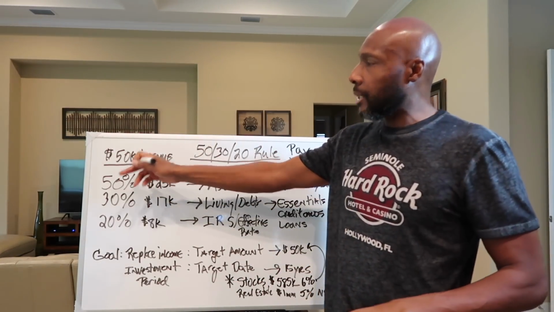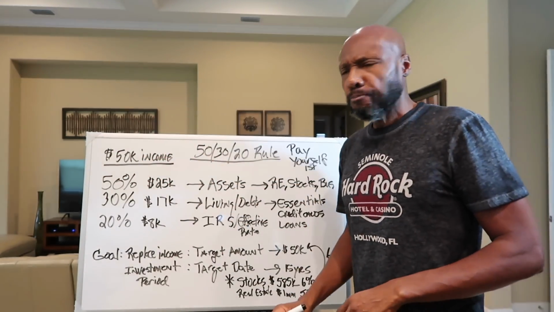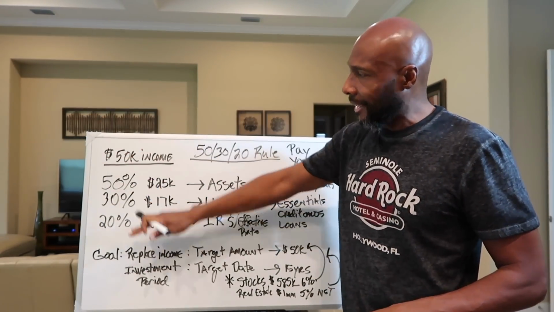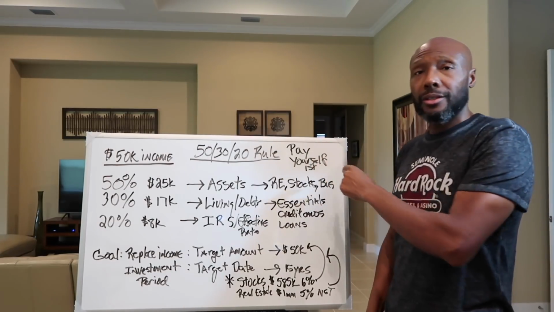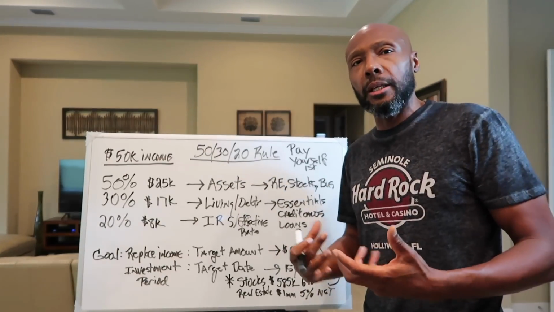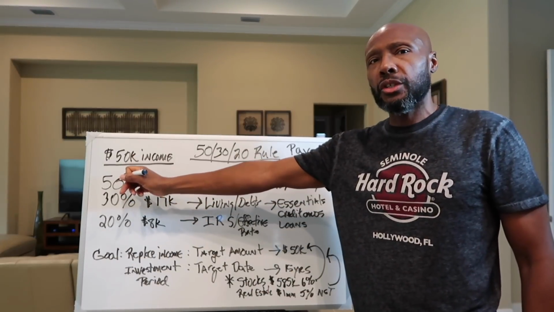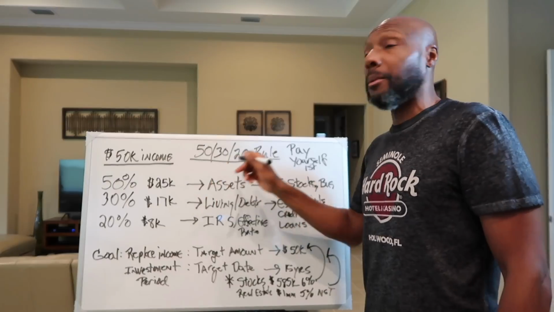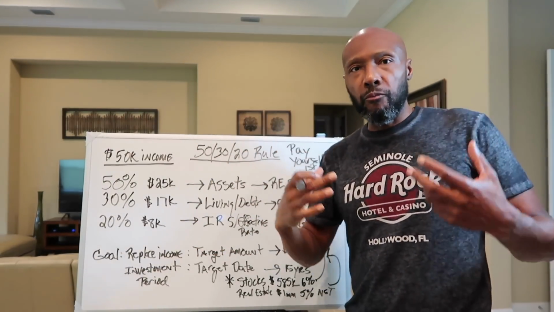Now, 50K is what I used for this example. But you can use any amount of money. All you have to do is allocate that money according to the 50-30-20 rule. Pay yourself first. That's really what all of this is about. When you make this money, you got to start thinking about paying yourself first. And that's the reason why 50% of that income goes towards paying yourself first in the form of assets that will generate wealth for you for years to come.